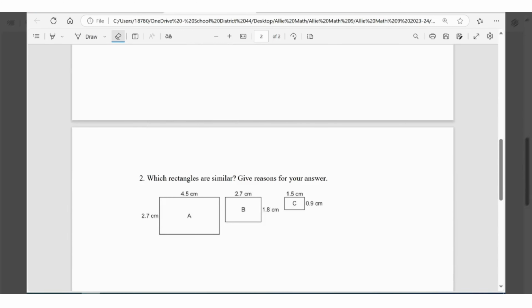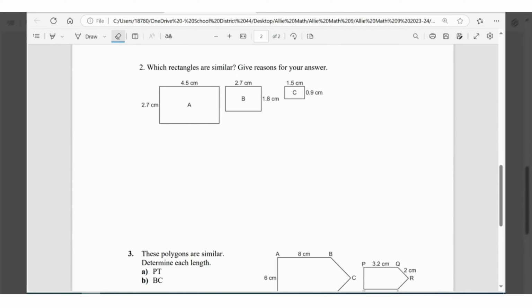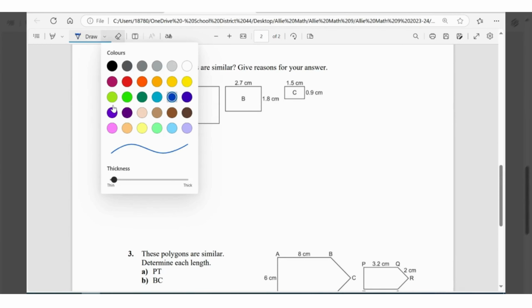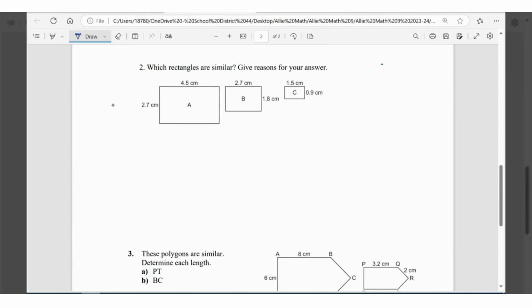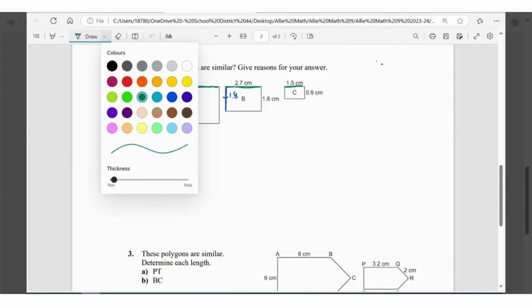Let's do the next one. Which rectangles are similar? Give reasons for your answers. So we're looking for proportional sides. So this side, if they are proportional, should be proportional to this side, which is also 1.8. And this side up here should be proportional to this side up here. So these are the ones we're comparing and seeing, are they similar?